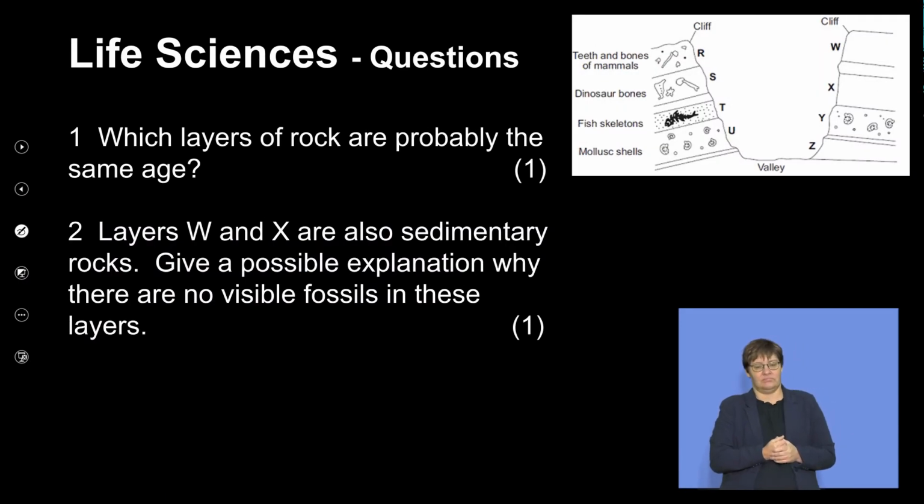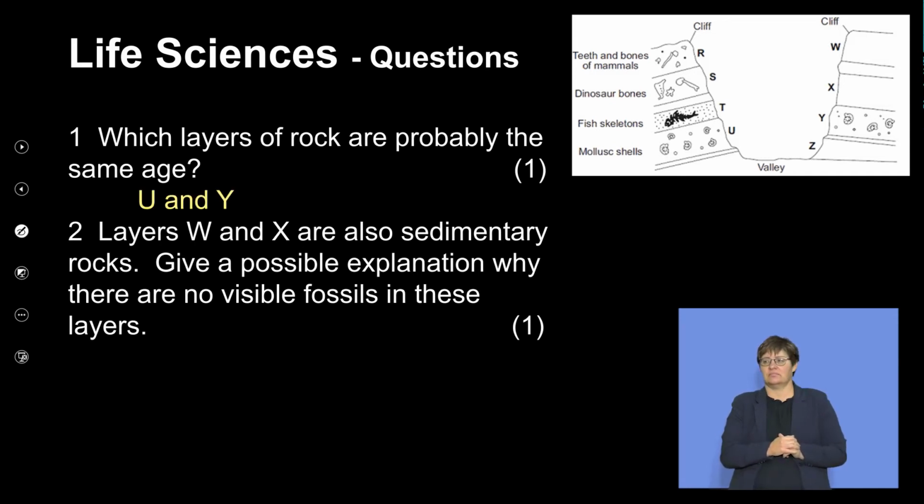Let's have a look at the questions. Which layers of rock are probably the same age? And that would be rock U and Y. And why? Because they have the same fossils in them. Sometimes you might be asked to add on to that question, why do you say that they are probably the same age? And then you would talk about having the same fossils.